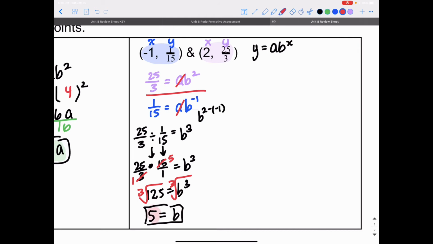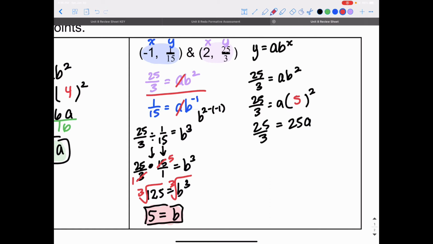That's my growth rate. And then I plug that into one of my formulas. So I'm going to plug it into 1 over 15 is equal to a times b to the negative first power. Actually, just kidding. I want to plug it into the other one because I don't like negative exponents. So I have 25 is equal to a times b to the second power. I'm going to plug in that b is 5. I'm going to have 25a is equal to 25 over 3. I'm going to divide both sides by 25, I'm sorry.